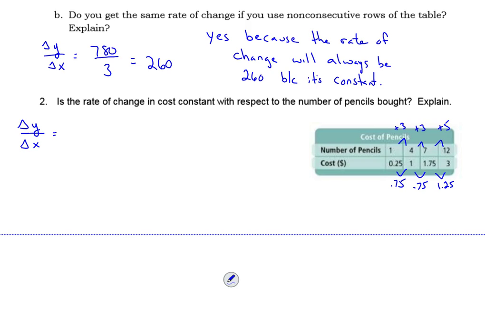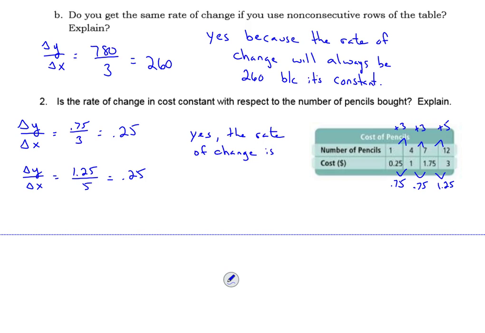If I look at the change in y, 0.75, over the change in x, 3, I'm going to get 0.25. But if I look at the last two columns, the change in y is 1.25, and the change in x is 5, which also gives me 0.25. So yes, the rate of change is constant, because I'm always paying 25 cents per pencil.